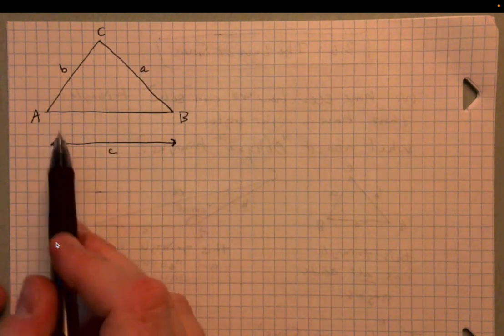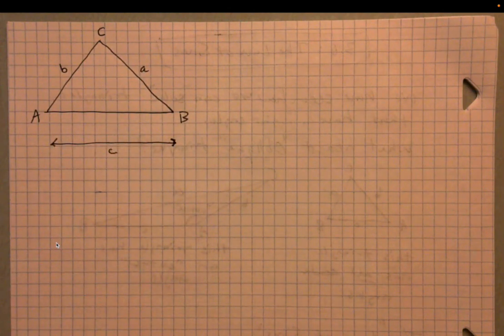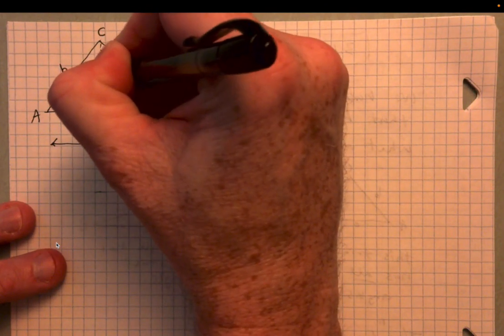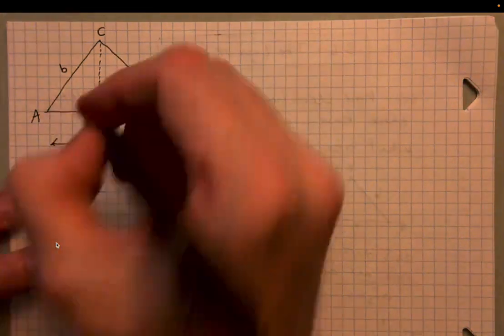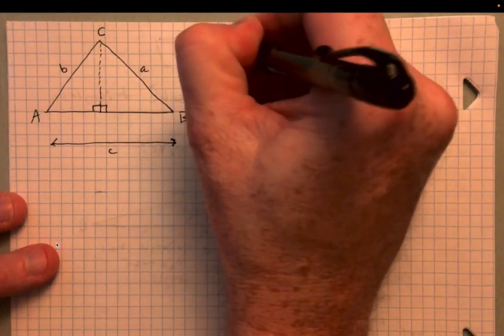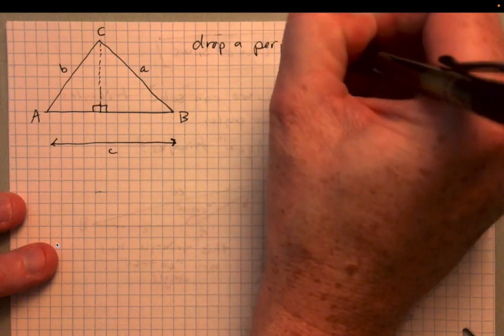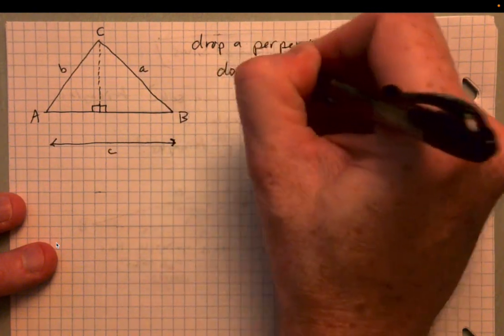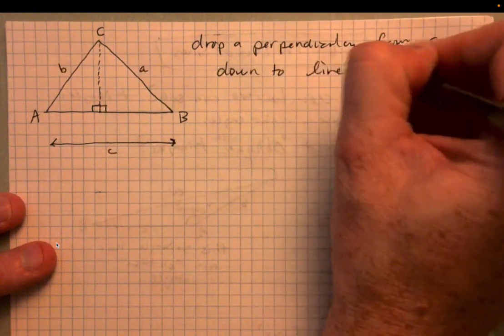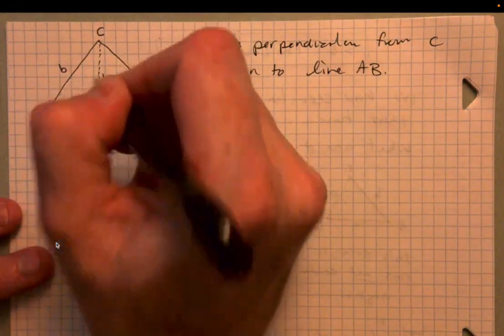This is the same as saying the side is c, but I just moved it off. What we're going to do is drop a perpendicular from C down to the line AB, and that means these are right angles. And we're going to denote the length of that perpendicular that we dropped as h. You can think of that as the height of the triangle if you like. Now there are two triangles defined now.